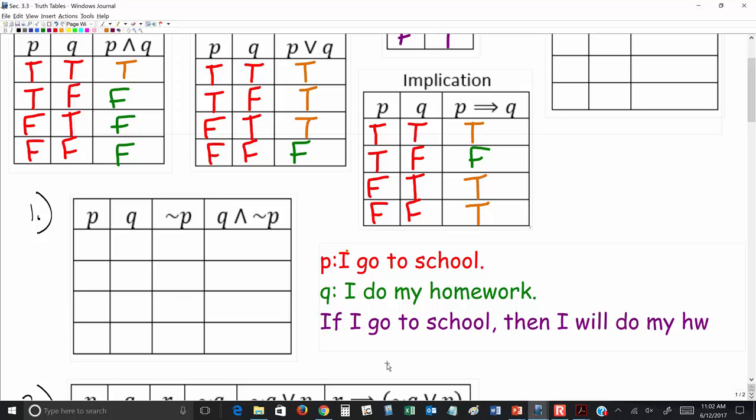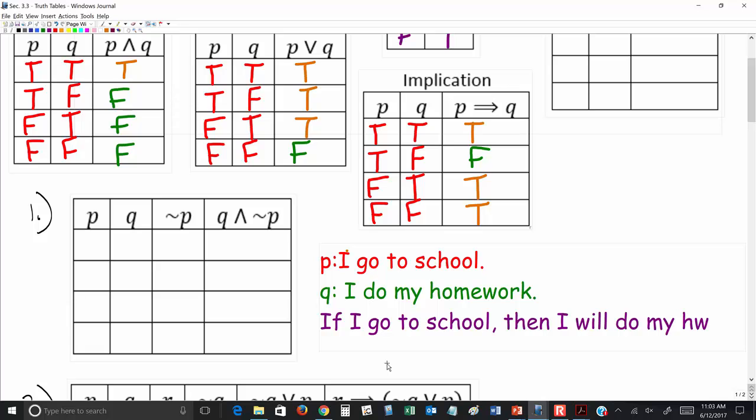Okay, what if I go to school but do not do my homework? Then this statement is false. You could say that I lied in this statement, if I went to school but did not do my homework, right? Okay. Now, what if I don't go to school at all? Then there's no way that this statement could be a lie. So if I don't go to school, then I don't need to do my homework, according to this, for this statement to be true.